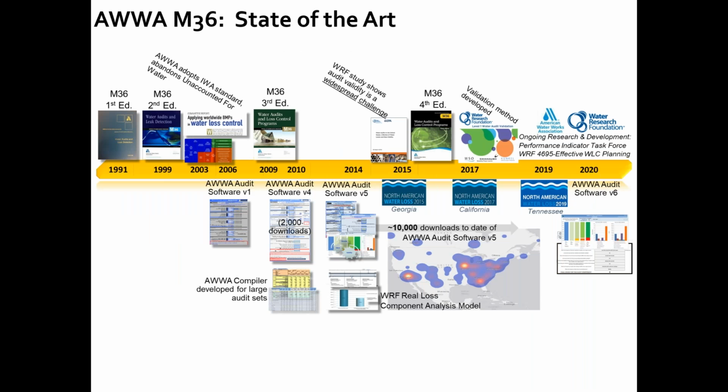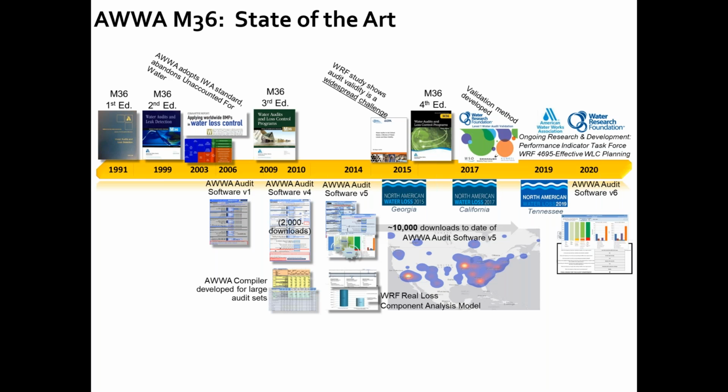Just to refresh, the arc of this program is adopting the M36 method. That's AWWA's manual for water loss control, actually called the Water Audits and Water Loss Control Manual. That manual is state-of-the-art. It's in its 4th edition, originally out in '91. The last edition was in 2016, and the next edition will be out probably around 2021.